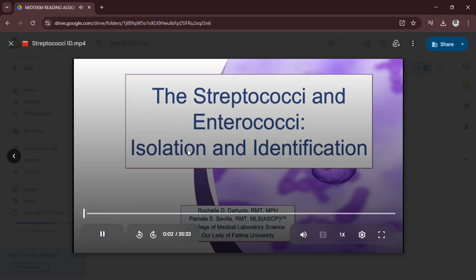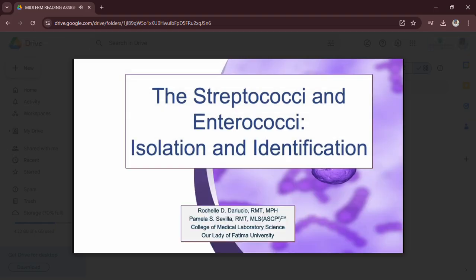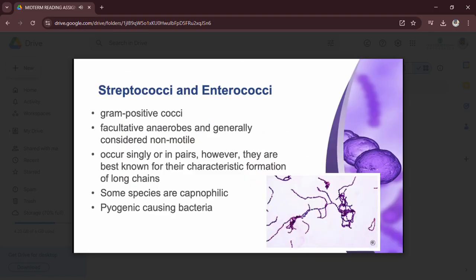For this topic, we'll be focusing on Streptococci and Enterococci isolation and identification. Now, just a brief overview regarding these two organisms. Your Streptococci and Enterococci differ from the Staphylococci in two significant characteristics.